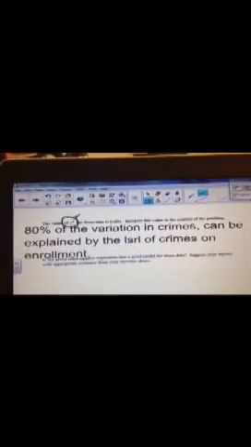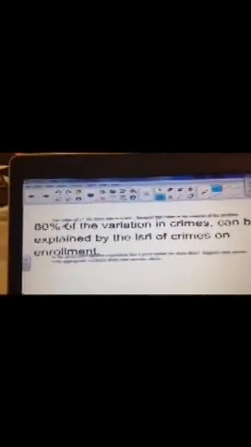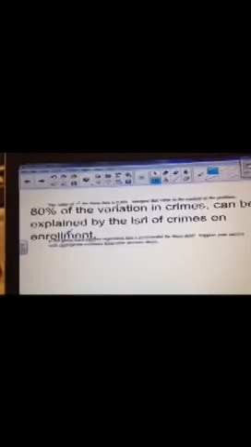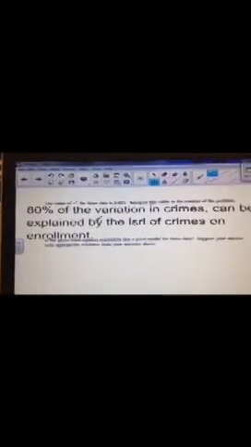Students had a lot of trouble with this question, interpreting R squared. Basically, you have to say 80% of the variation in crimes can be explained by the LSRL of crimes on enrollment. You have to memorize that sentence. You have to know how to write this.